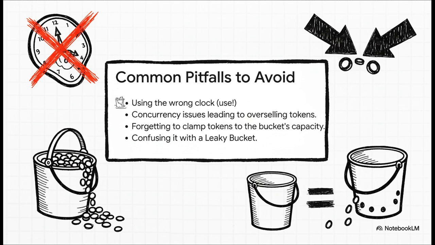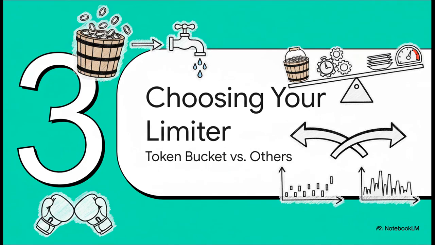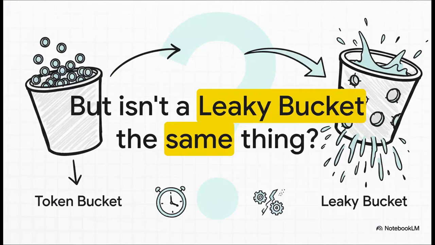Concurrency is another big one. You've got to make sure 2 requests don't try to grab the same token at the exact same time. And don't forget to make sure the bucket doesn't overfill. All right, so we're pretty solid on the token bucket now, but it's not the only game in town. So how does it stack up against the other options? Let's do a little comparison. First up, the big one. The question I always hear, isn't this just the same thing as a leaky bucket? It's a super common point of confusion. But nope, they sound alike, but they behave in completely different ways.